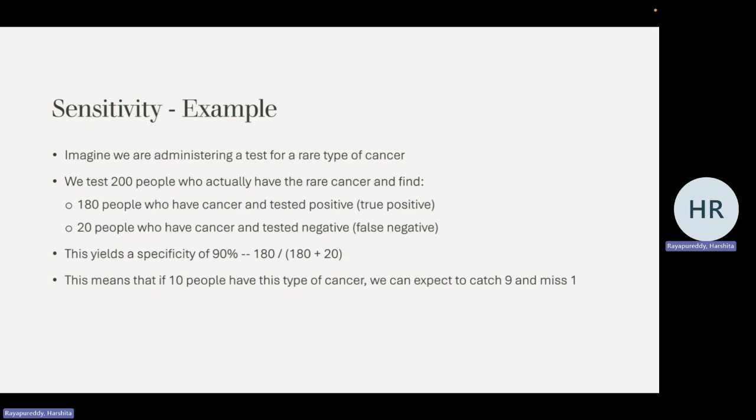Just to look at an example, if we're administering a test for a rare type of cancer, and we know that 200 people have this rare type of cancer, we can test the sensitivity of our test by administering the test and then seeing the rate of true positives and false negatives, and then doing the equation like we talked about in the last slide. And that should provide us with our rate of sensitivity.